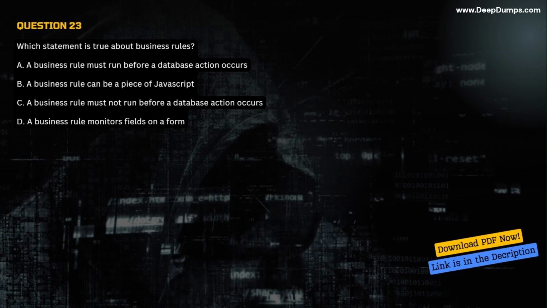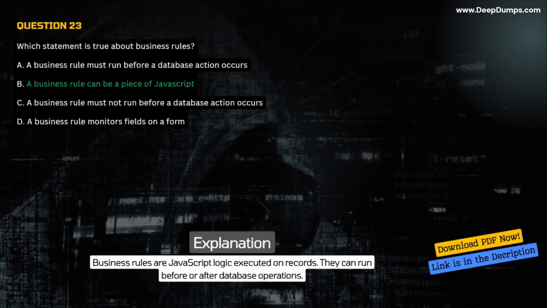Question 23. Which statement is true about business rules? A. A business rule must run before a database action occurs. B. A business rule can be a piece of JavaScript. C. A business rule must not run before a database action occurs. D. A business rule monitors fields on a form. Correct answer B. A business rule can be a piece of JavaScript. Explanation. Business rules are JavaScript logic executed on records. They can run before or after database operations.